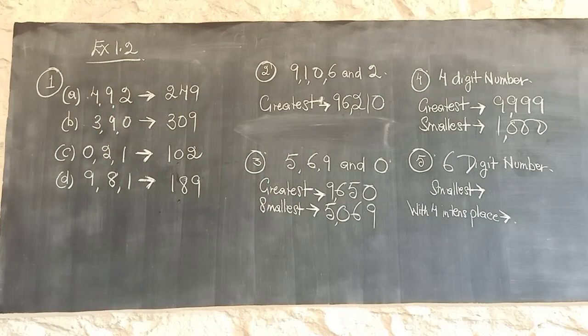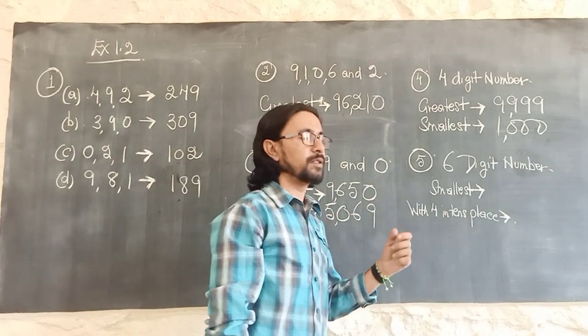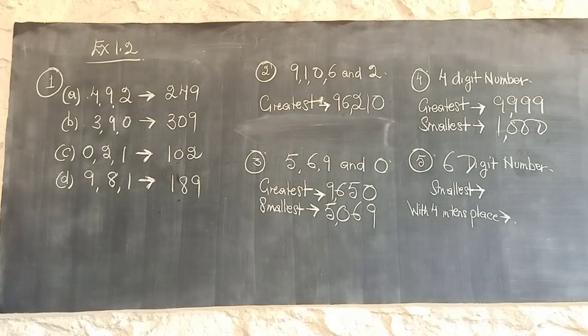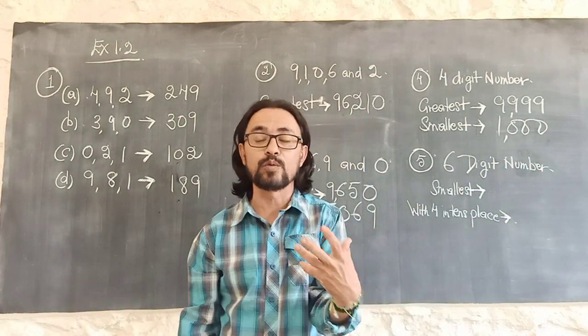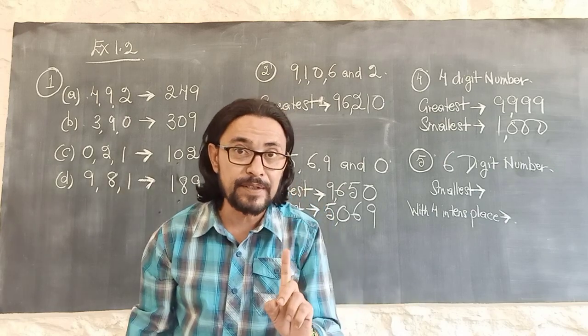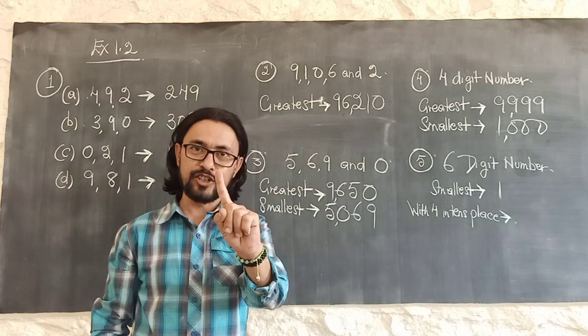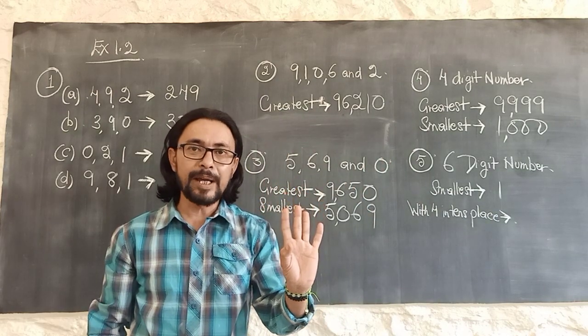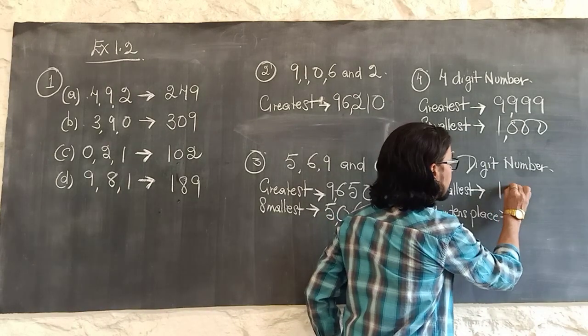Question number 5 says, form the smallest 6-digit number with 4 at the tens place. Now before I put 4 in the tens place, let me first find out what my smallest 6-digit number is. Now I cannot start with 0, so I have to start with 1. That means 1 digit is already done. How many digits am I left with? 5 digits. The remaining 5 digits will be 0.